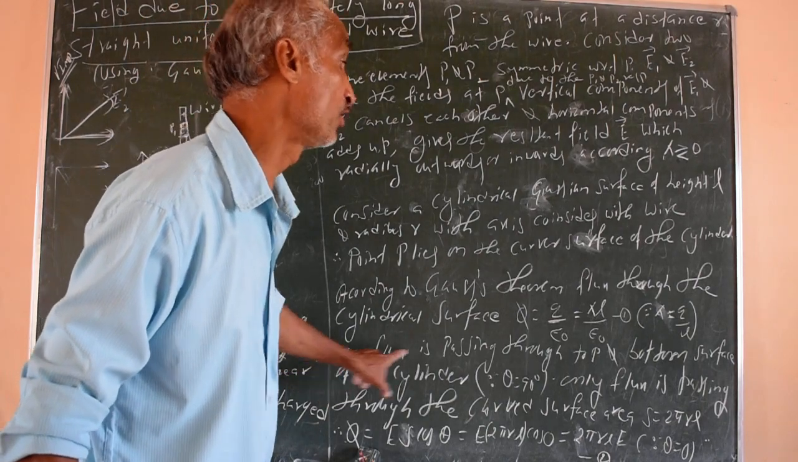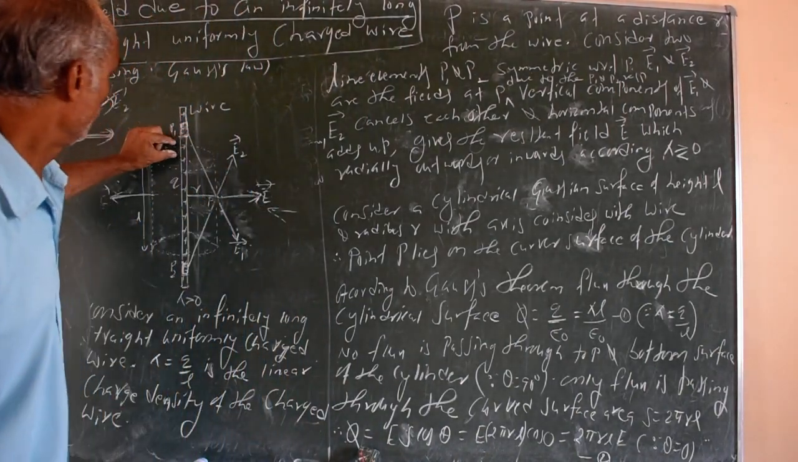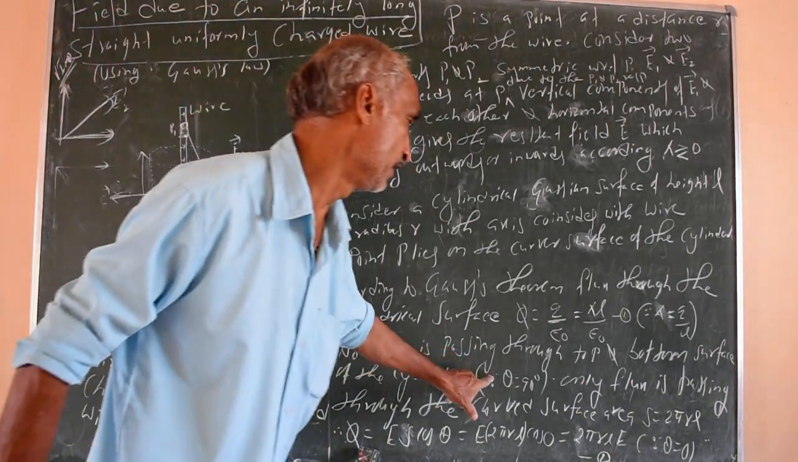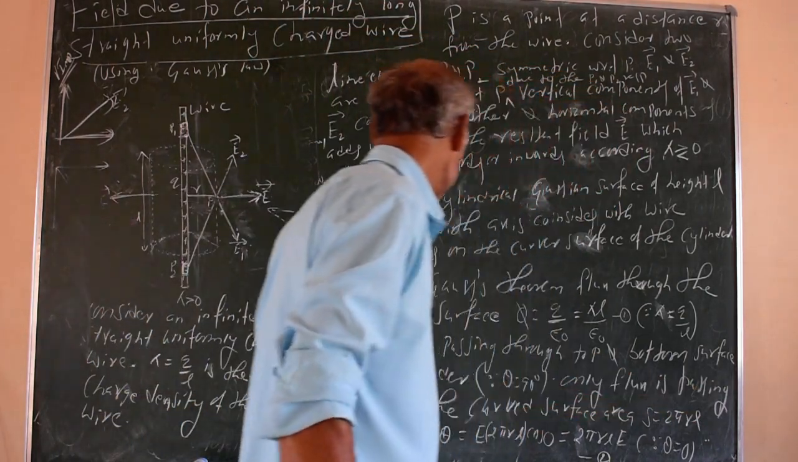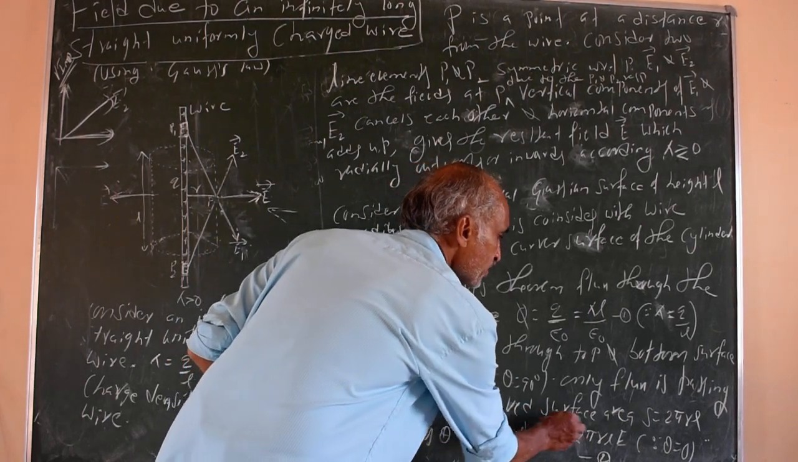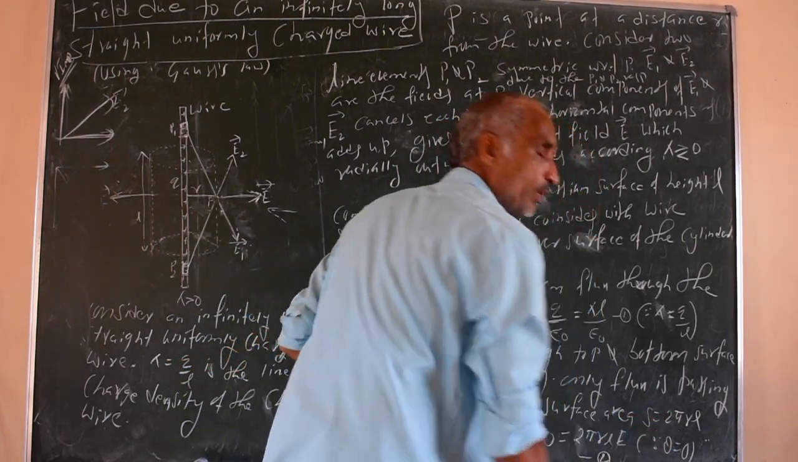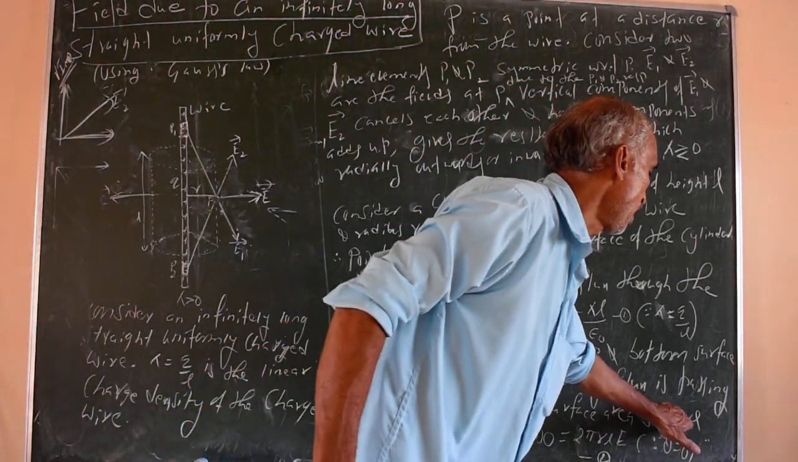No flux is passing through the top and the bottom surface of the cylinder, because theta is 90. Only flux is passing through the curved surface. What is the curved surface area? This is the curved surface area. S is equal to 2 pi r L.